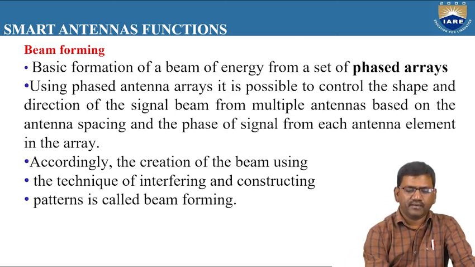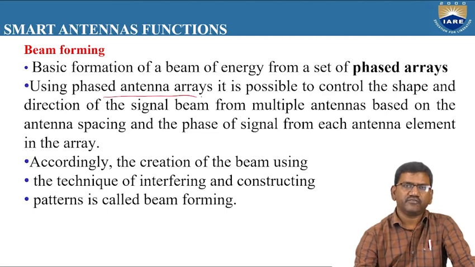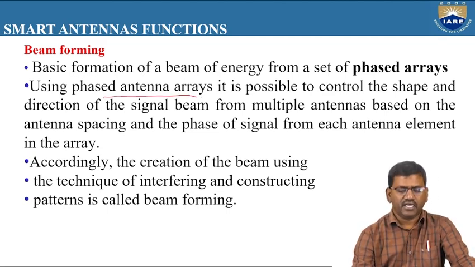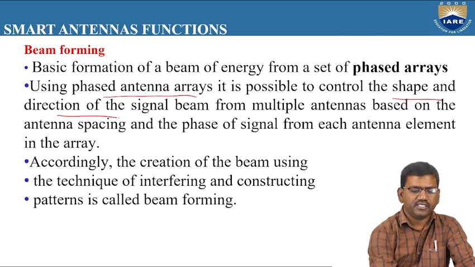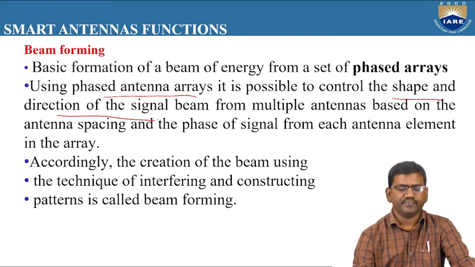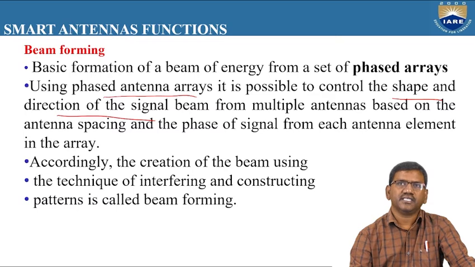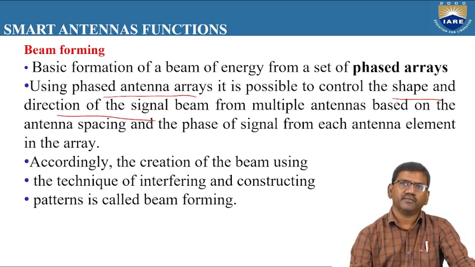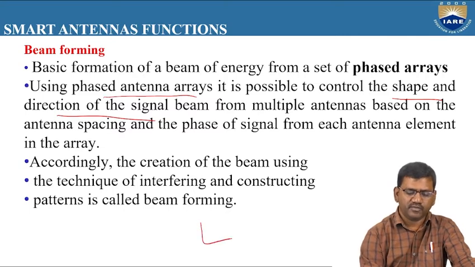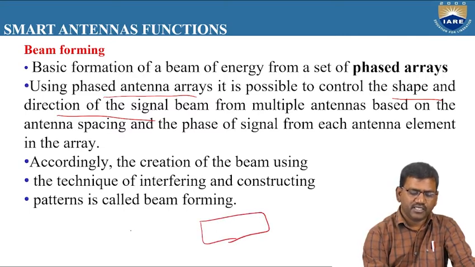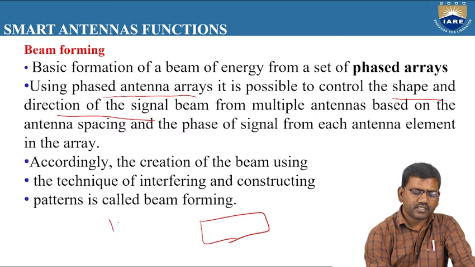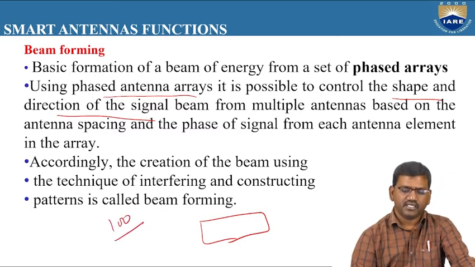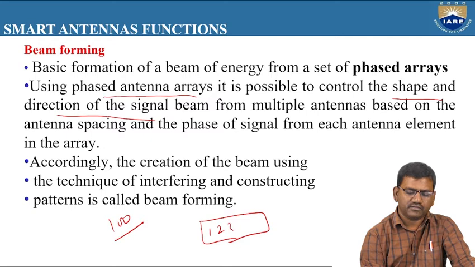So here, using phased antenna arrays, you can control the shape and direction of the signal. The shape and the direction of the signal is controlled by the DSP. That means this DSP will send the instructions to the antenna arrays, right? So in which direction more amount of beam has to be sent. Suppose here there are 100 users, and there are 4 elements.